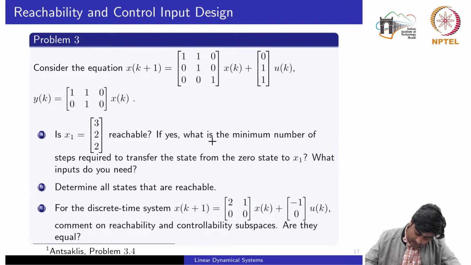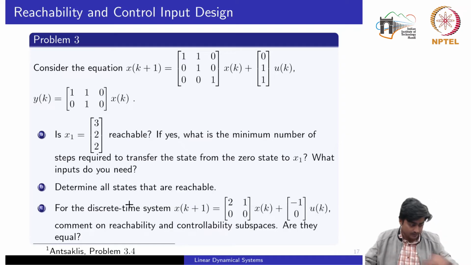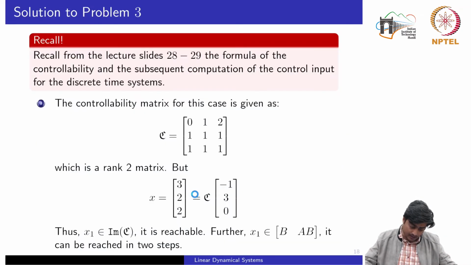If yes, what is the minimum number of steps required to transfer the state from the zero state to x1? Since this is a discrete time system, we can compute the number of steps also, and what inputs do you need, right? And the second part is to determine all the states that are reachable. Third is a separate problem which we will come to later. So first we'll discuss part A and part B of this problem.